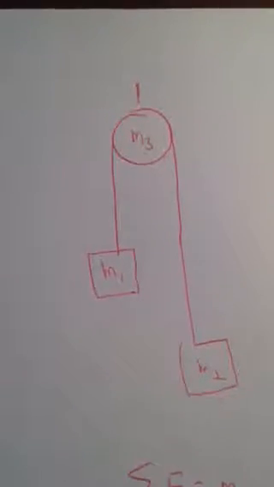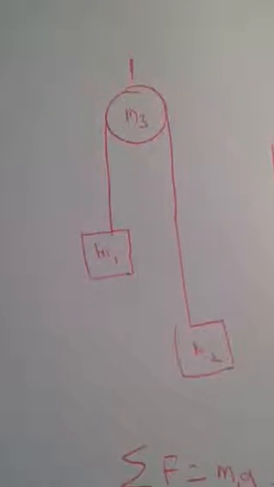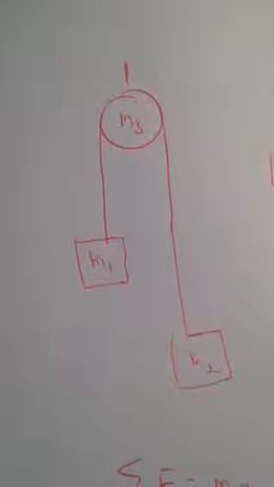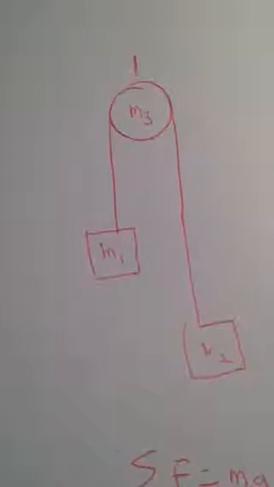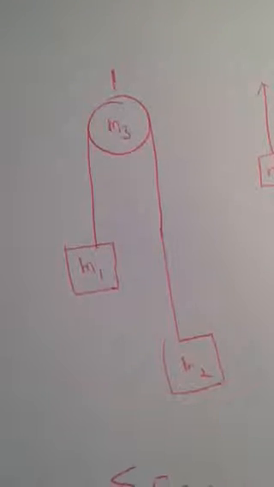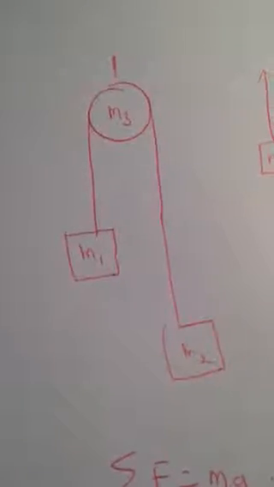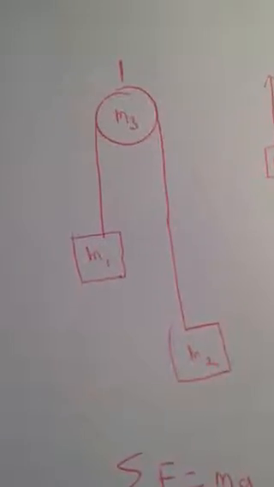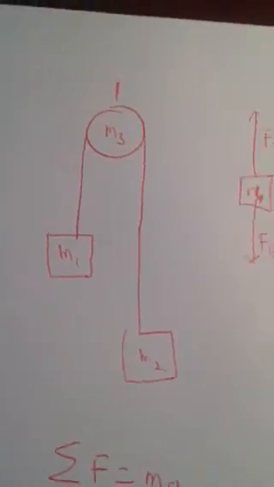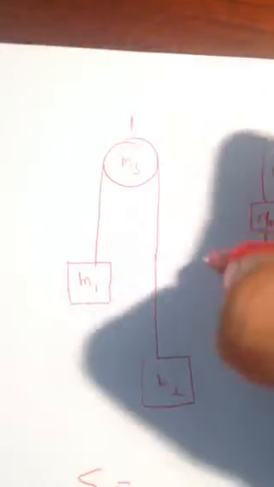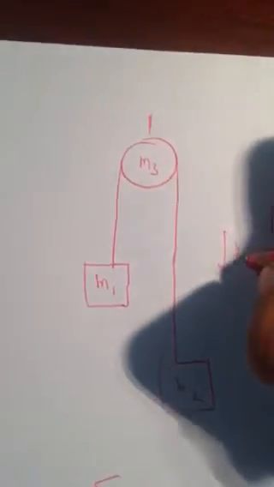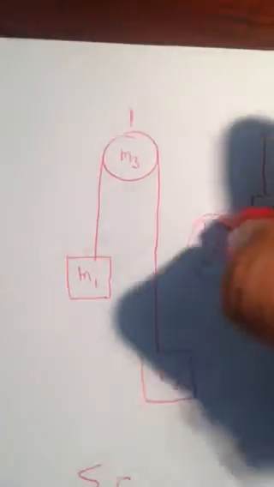Okay, so my presentation is on number 102. We're given the Atwood machine with mass M1, M2, and the mass of the pulley, which is M3, and it is accelerating this way, downwards. So M2 is accelerating downwards, and M1 would be accelerating upwards.